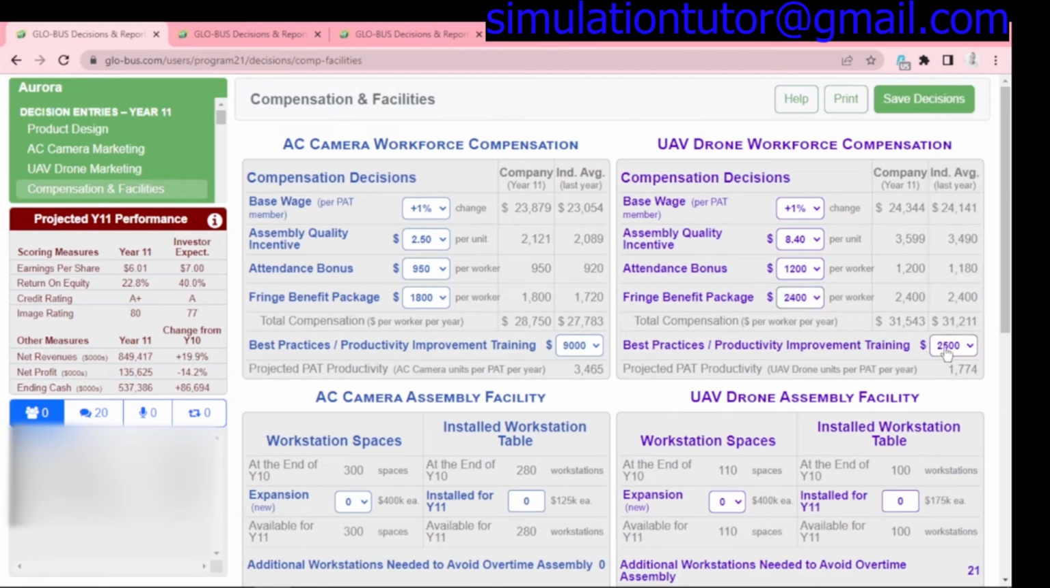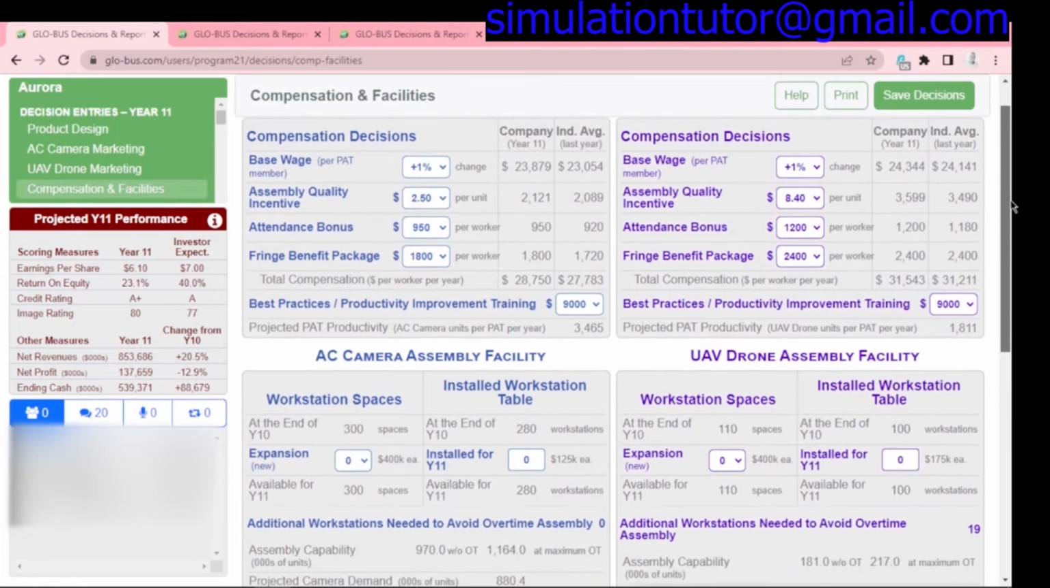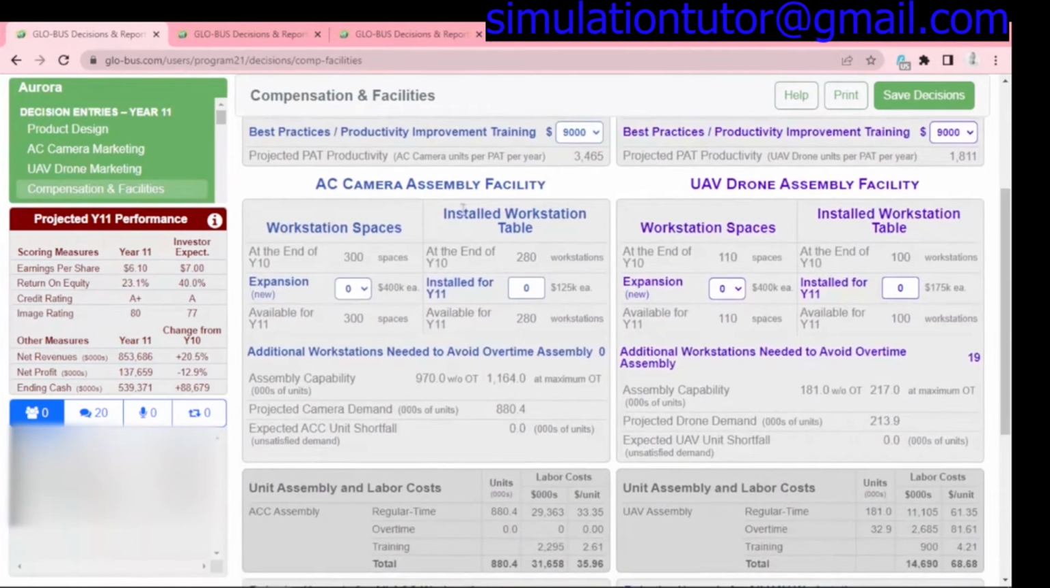For the best practice training, I'll also go with the decision that gives me the highest EPS. So I think the highest EPS is 6.10, so I'll max it up to get the highest EPS of 6.10. So that's the AC camera and the UAV drone workforce compensation decision. So we'll go to the assembly facilities.